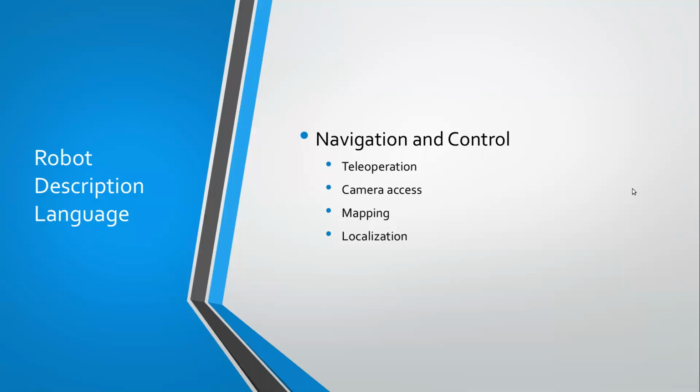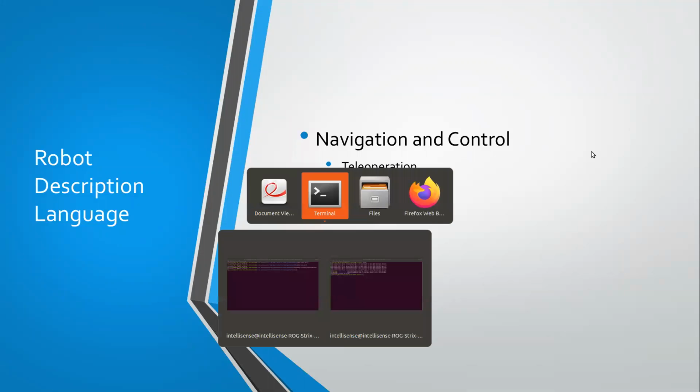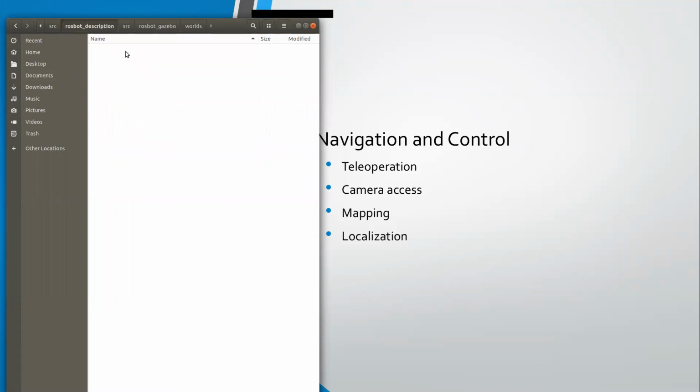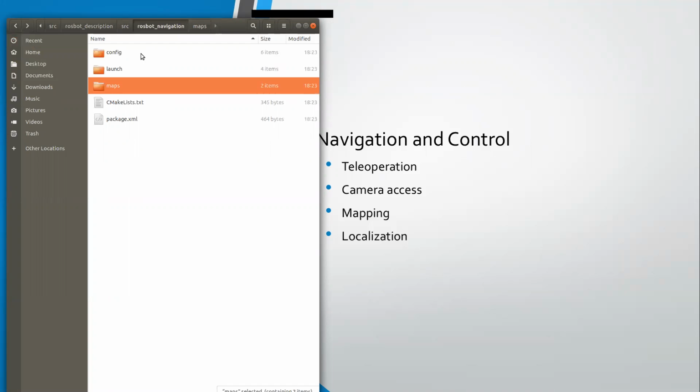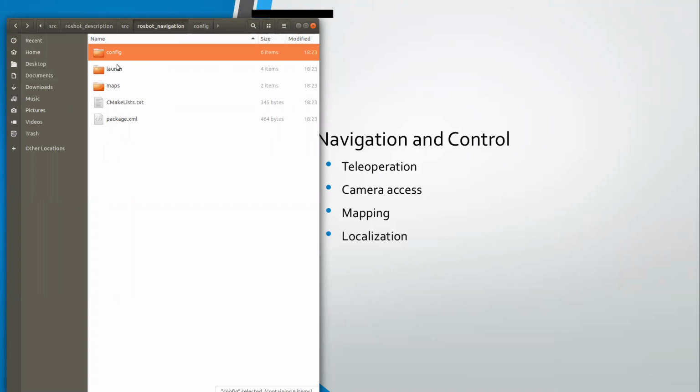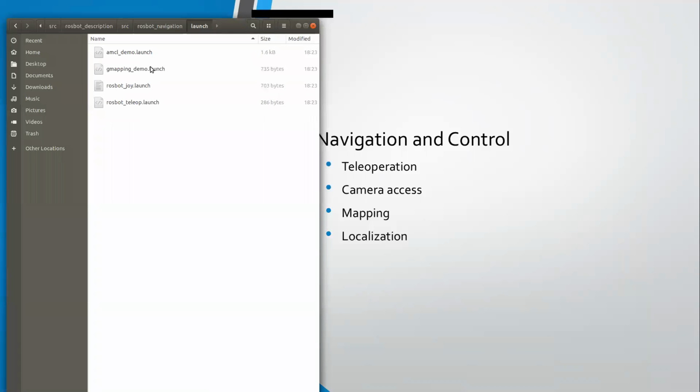Then there is the navigation control. That is the third one available for us. Inside rosbot_navigation, there are maps used for navigation and localization. Then configuration files. These are used for the navigation stack available in ROS. You will come across those when you go further with it.